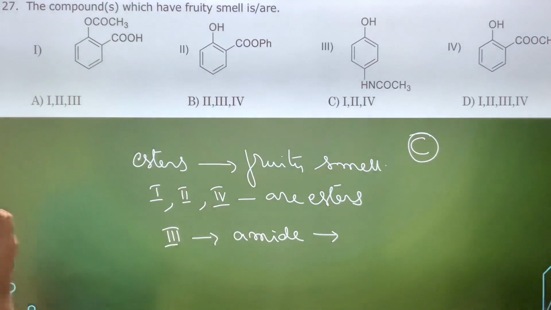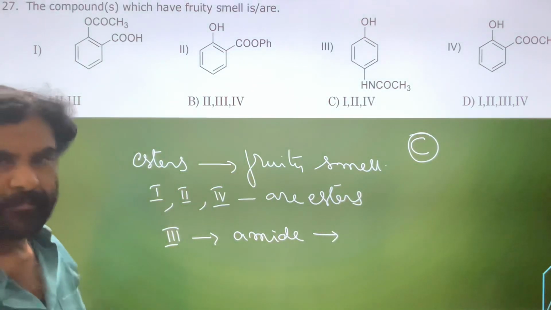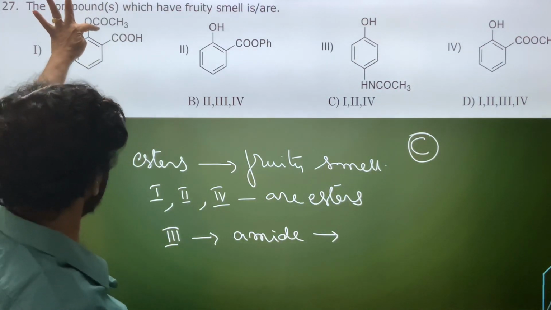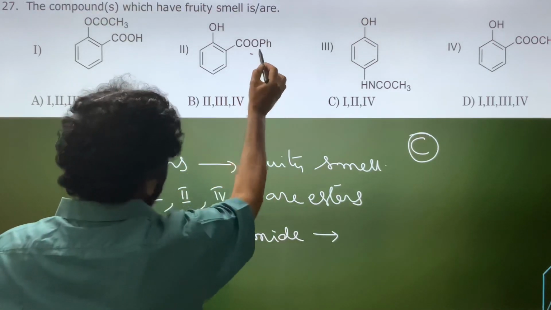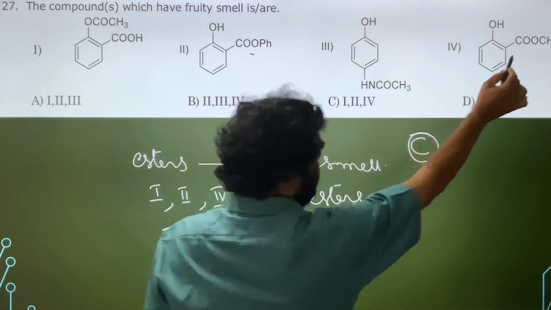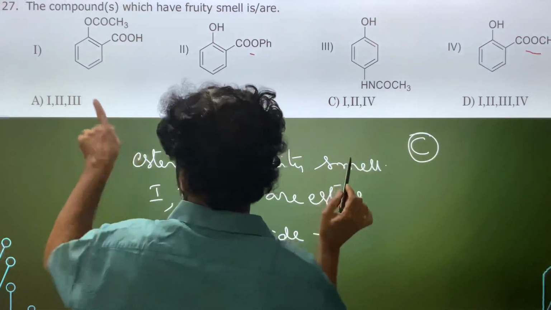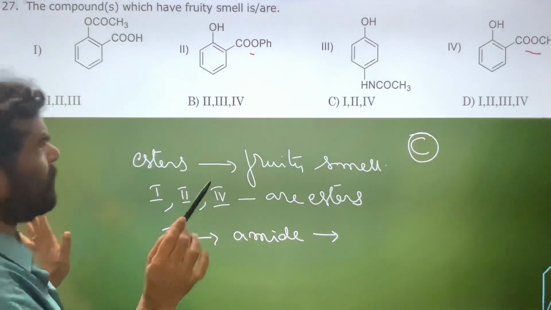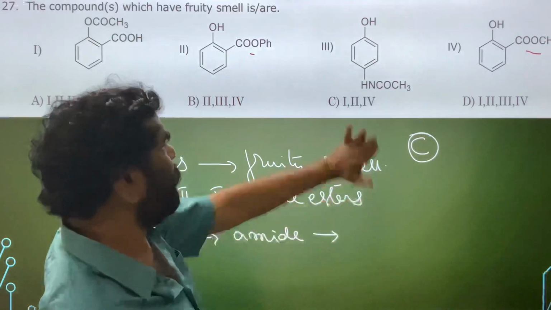Here, fruity smell is the property of the esters. The first one is ester. This is the ester part. This is ester. This is amide. This is ester. So this is amide. So 1, 2, 4 are esters. They show the fruity smell, whereas amide has no fruity smell.